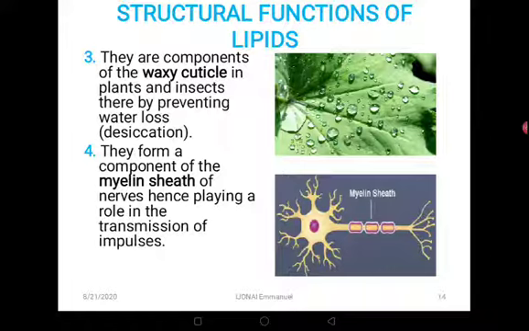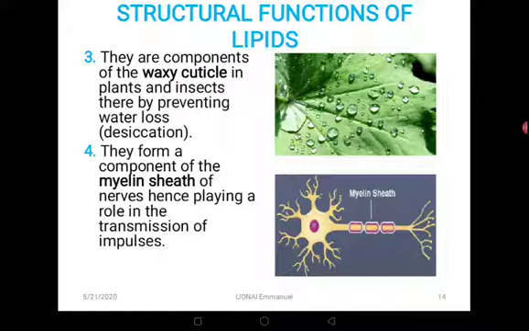They are components of the wax cuticle in plants and insects, thereby preventing water loss or desiccation. We have just mentioned the wax cuticle of plants, where this wax acts as a waterproofing material. Also, for waterproofing we look at the chitin in insects. In insects, they associate with wax as well to waterproof their bodies.